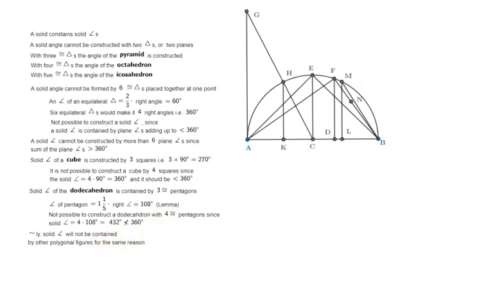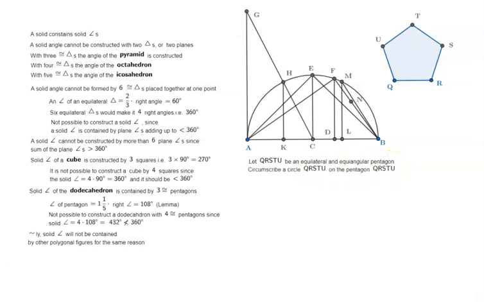Okay, now let's look at the lemma. So, what do we have to prove as part of the lemma? That an angle of an equilateral and equiangular pentagon is equal to 1 1/5 of a right angle. Let QRSTU be an equilateral and equiangular pentagon. Circumscribe a circle on the pentagon QRSTU.